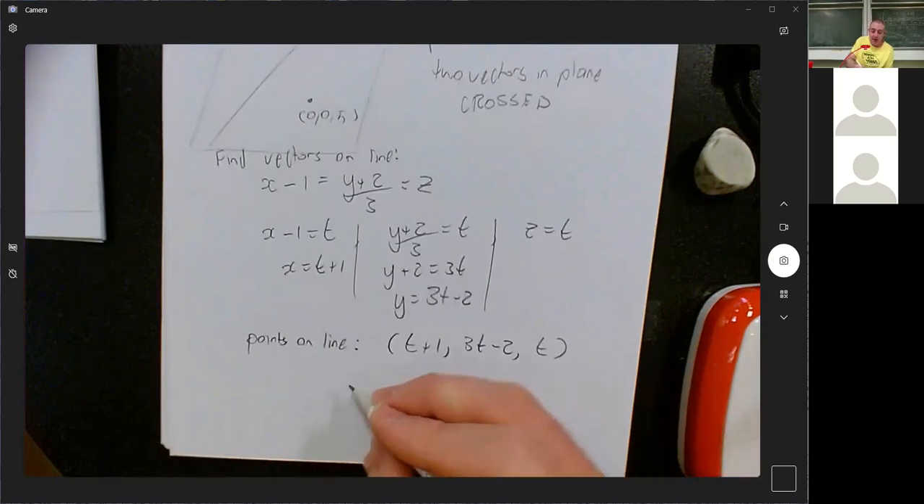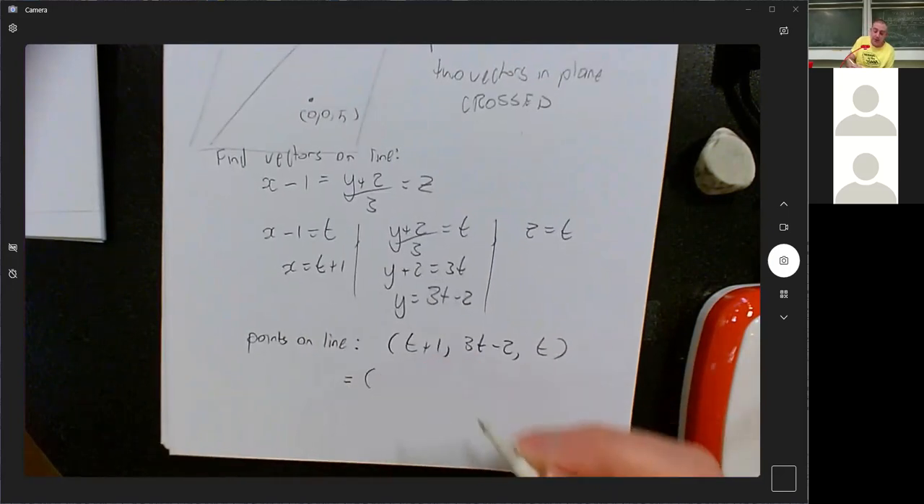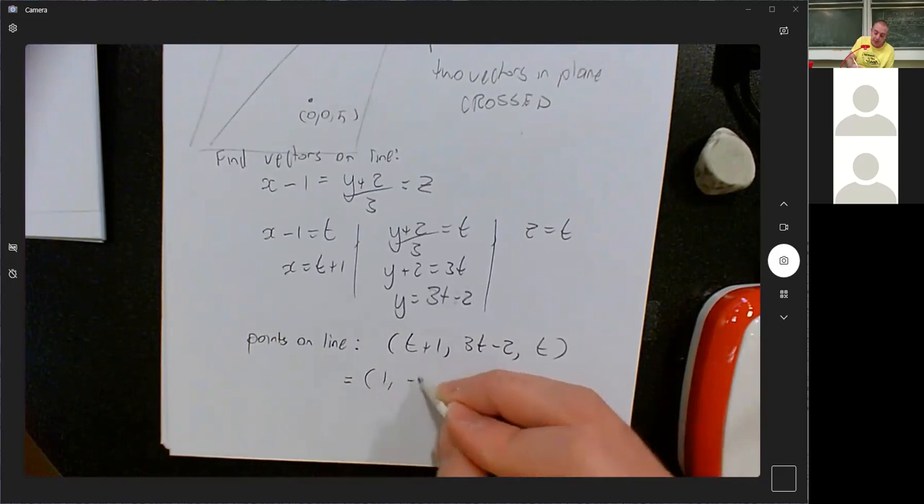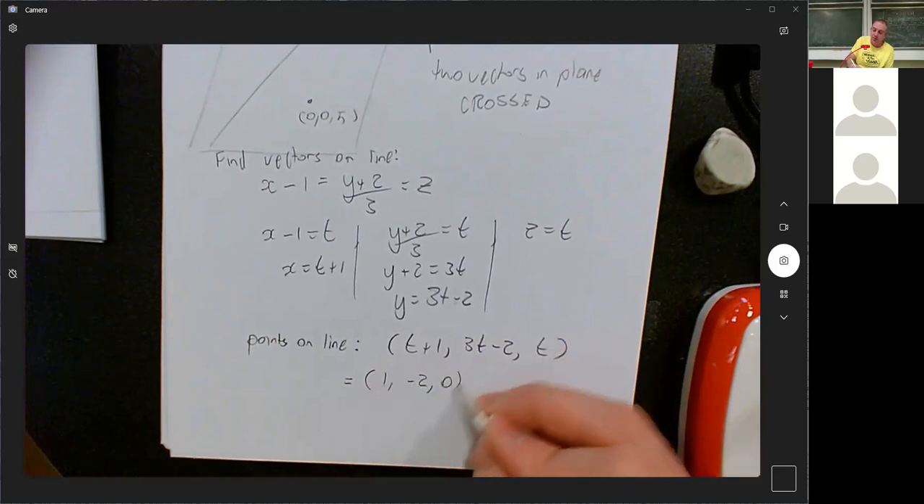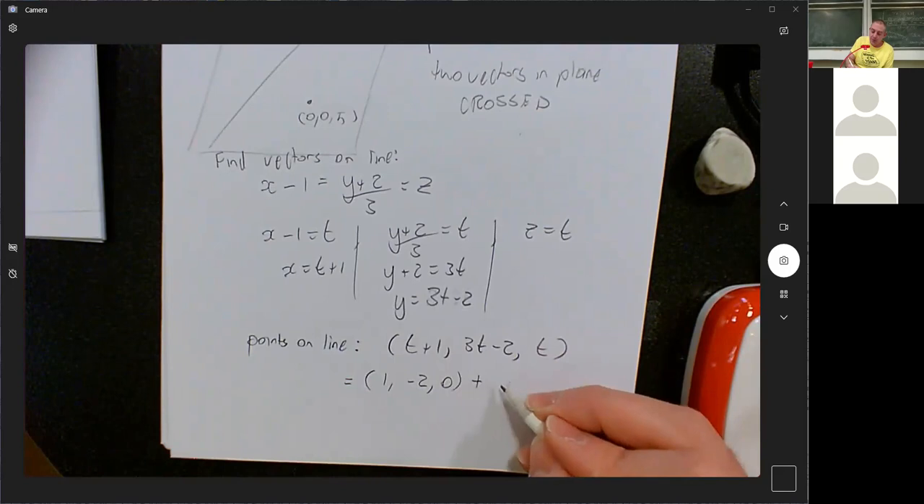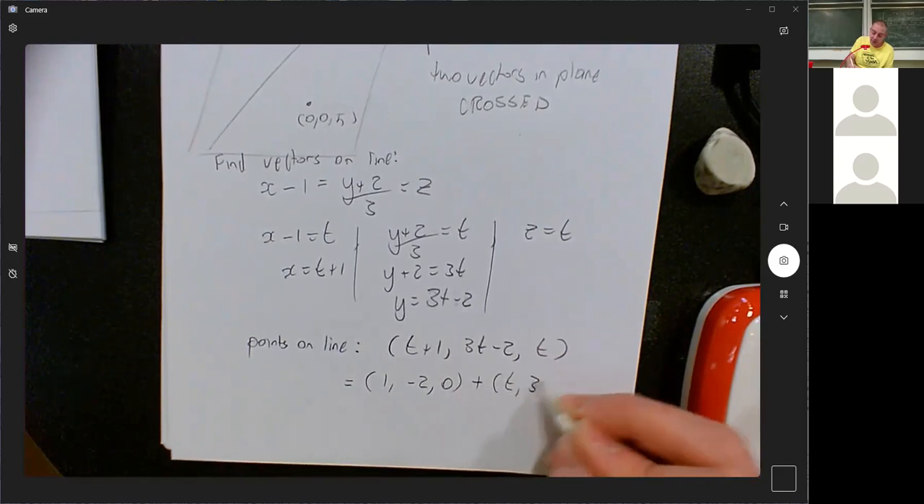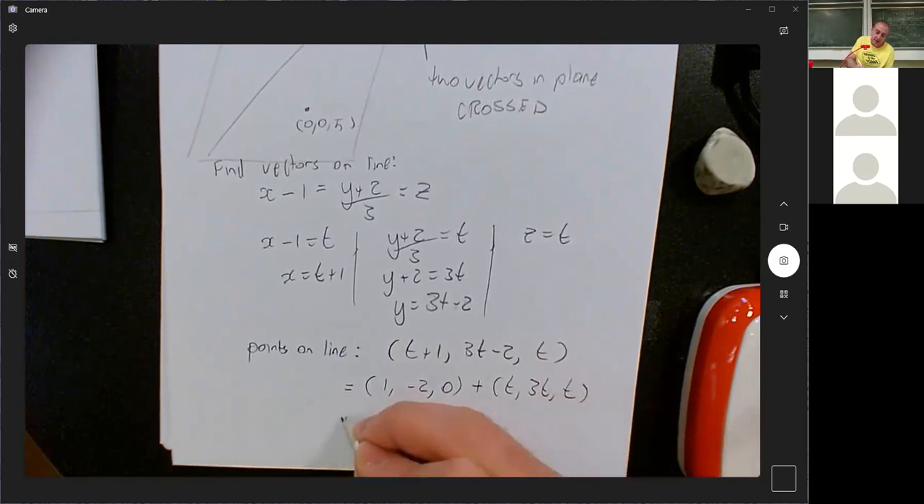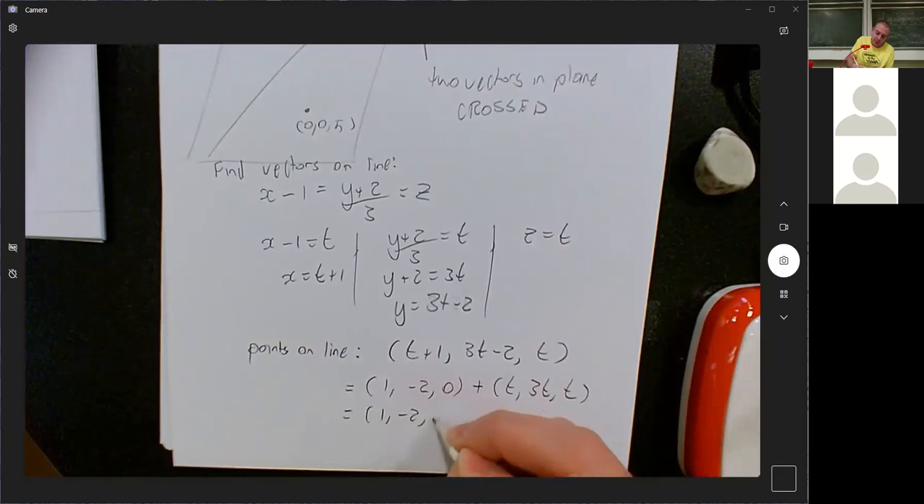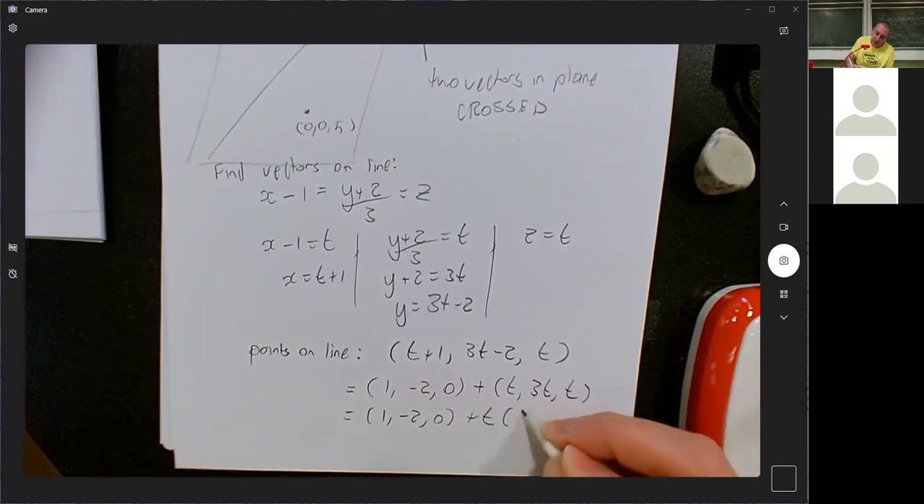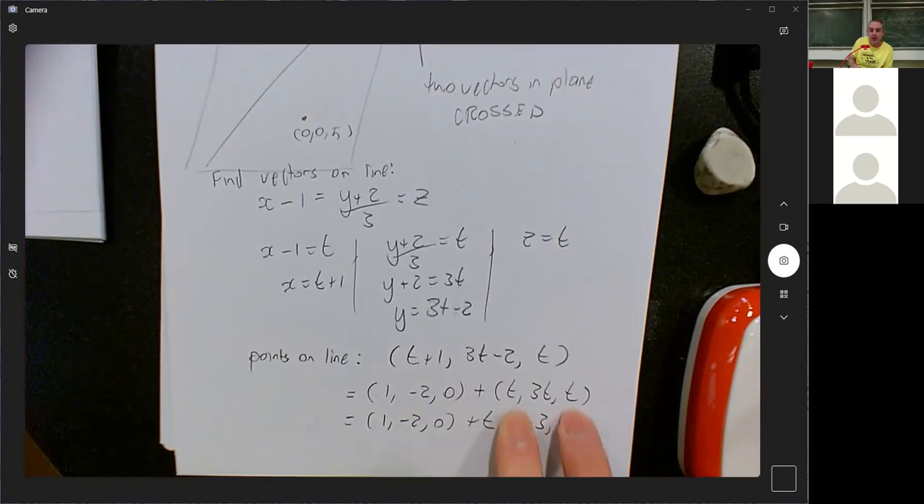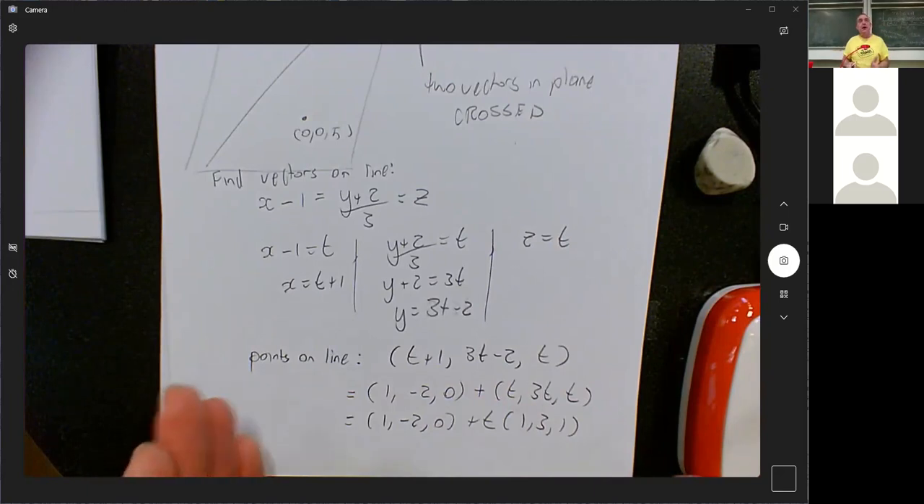And I can separate that into something with the numbers 1 and minus 2, and this one doesn't have a plain number, so I put 0, and something with the t's, t and 3t and t, and so that is 1, minus 2, 0, and t lots of 1, 3, 1. I can factorize the t out of the three different coordinates there. And this is now the vector form of the line.